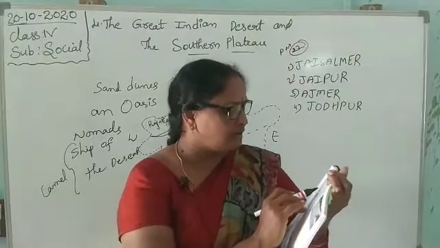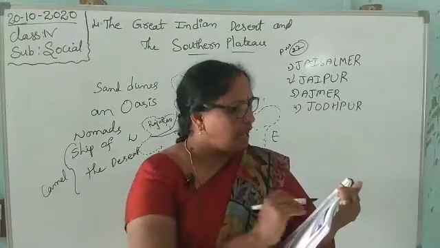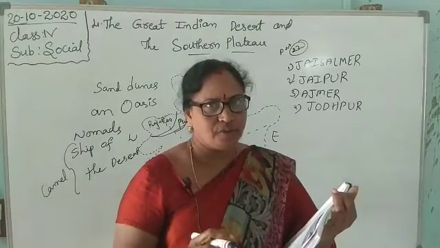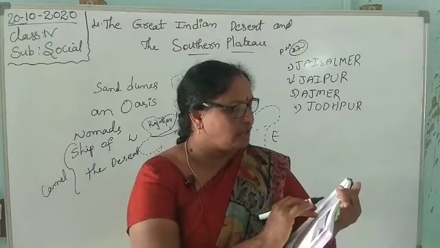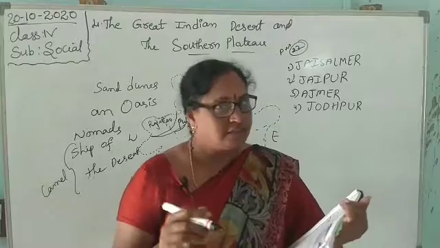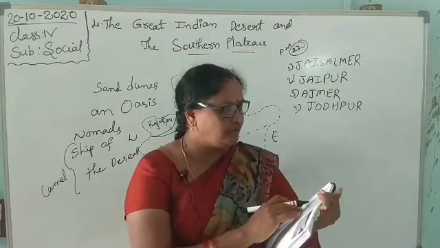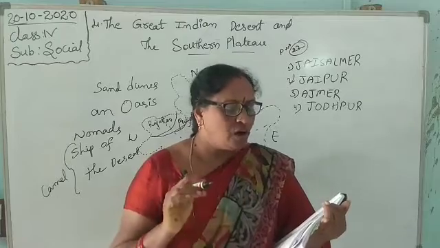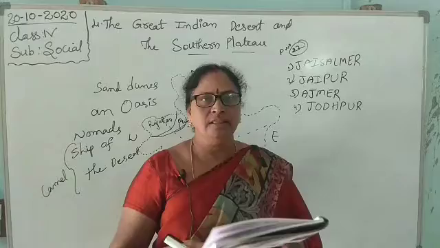And the only river that drains to the desert is Luni also. And it is a seasonal river. Here the Luni river is one, a seasonal river. Therefore, water from the Sutlej river and its tributaries is being diverted to the desert through a long canal. This canal is called the Indira Gandhi Canal.